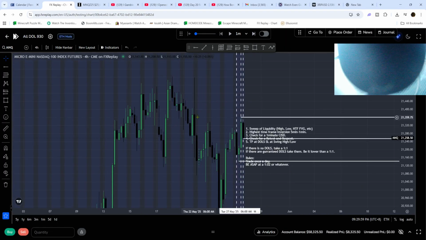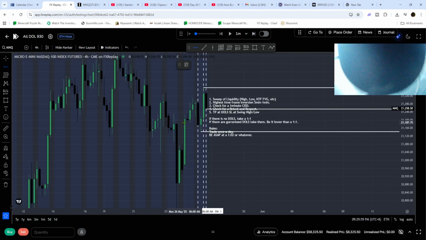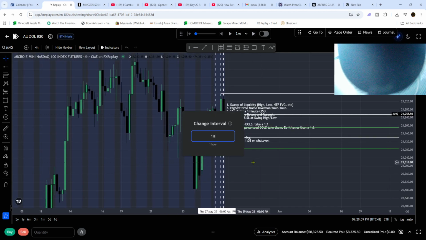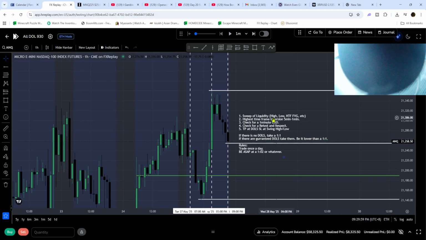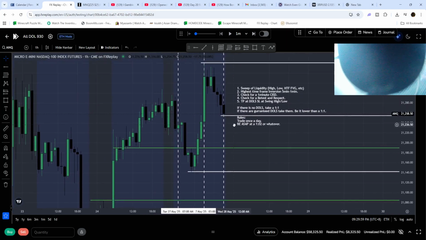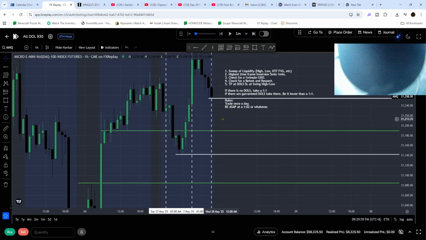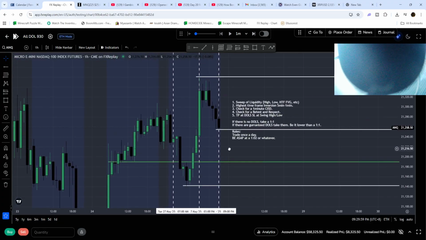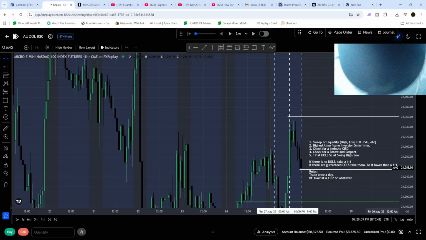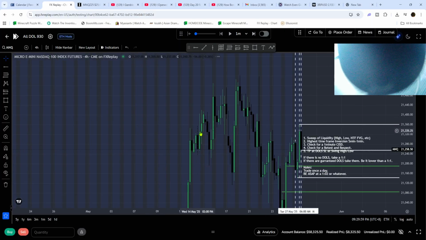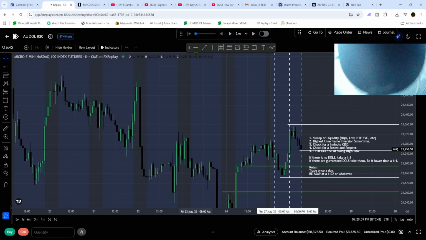4 hours. There's a fair value gap here. 4 hour fair value gap. That would be my main draw on liquidity. There is also a 1 hour gap here, which I'm not gonna draw out. This 4 hour will be my main draw on liquidity. There is no bearish gaps, I think. Oh, there is one here. It's a very fat 1 hour bearish gap.